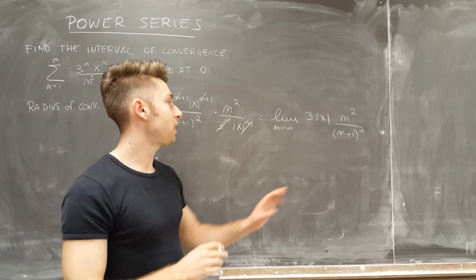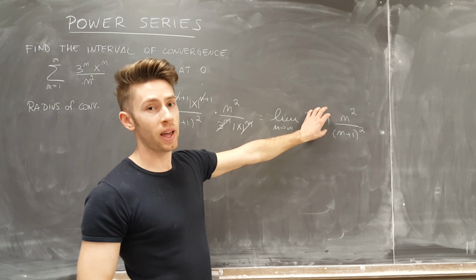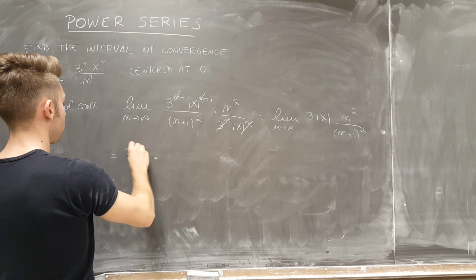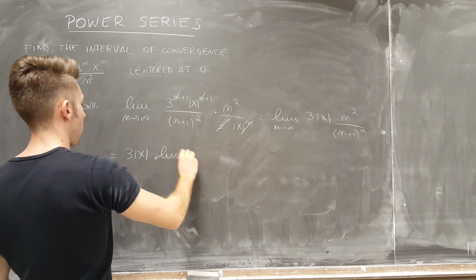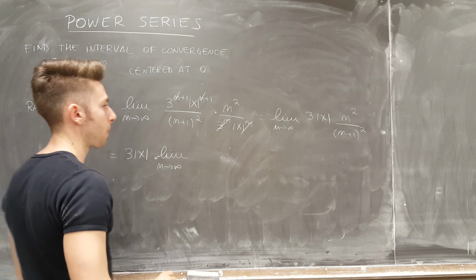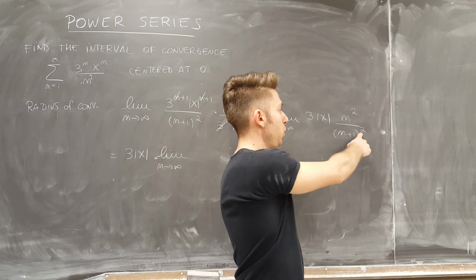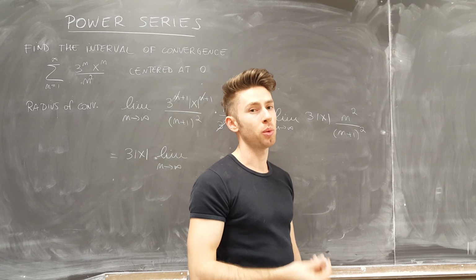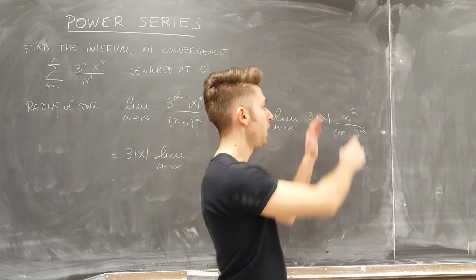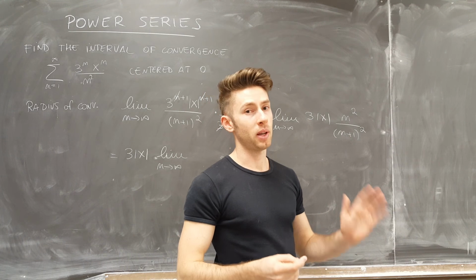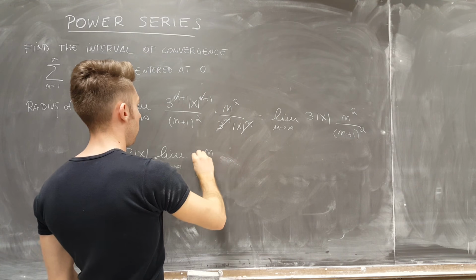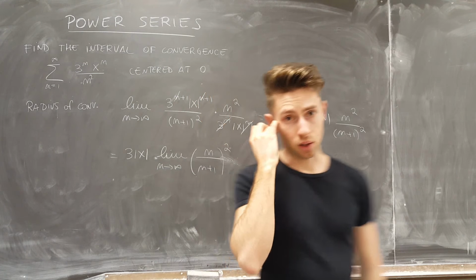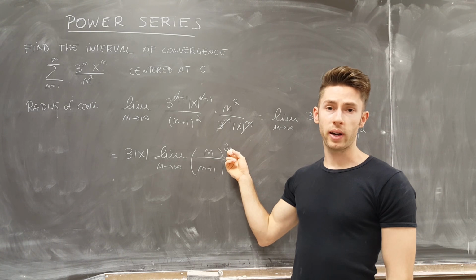Now the limit is in n, so this 3 absolute value of x is constant. I can take it outside. And then to compute this limit, you could expand this, but if the powers were higher, that would be a little bit of trouble. So what we can do is write everything under the same exponent, like so, n over n plus 1 squared.